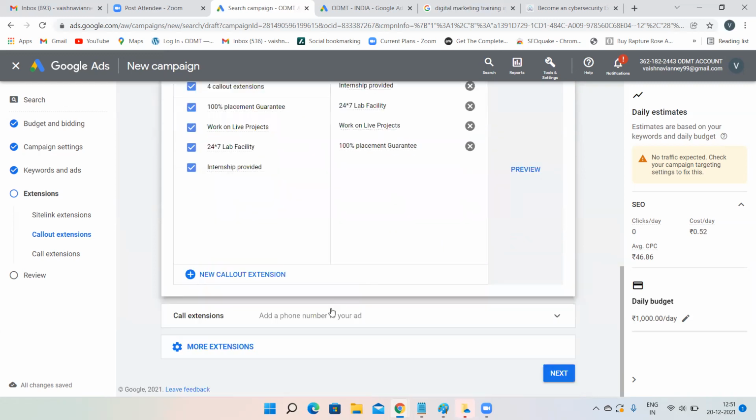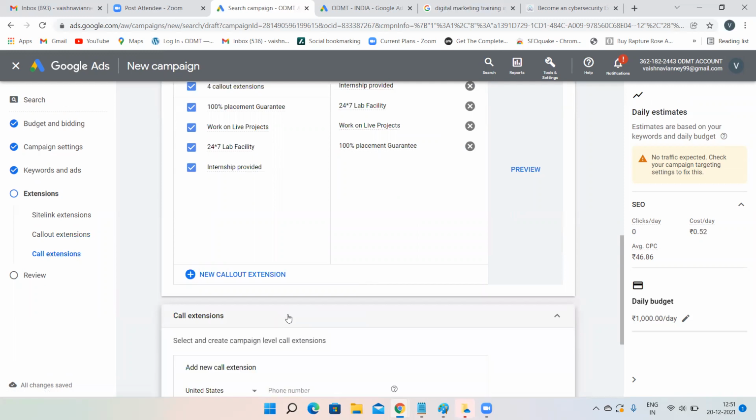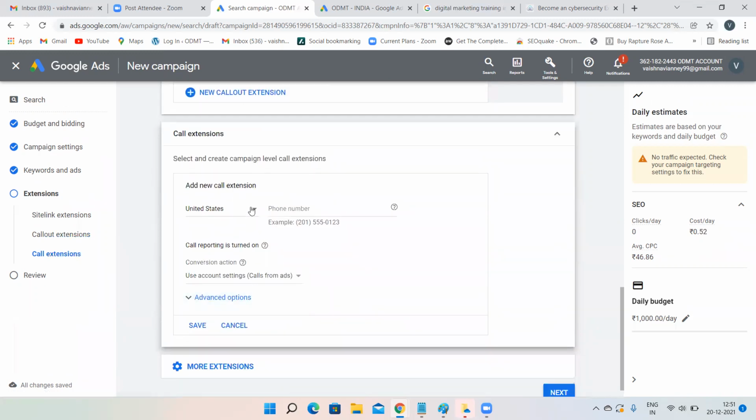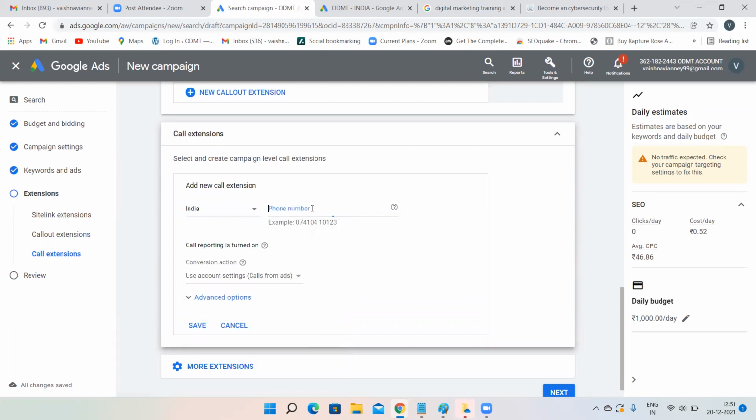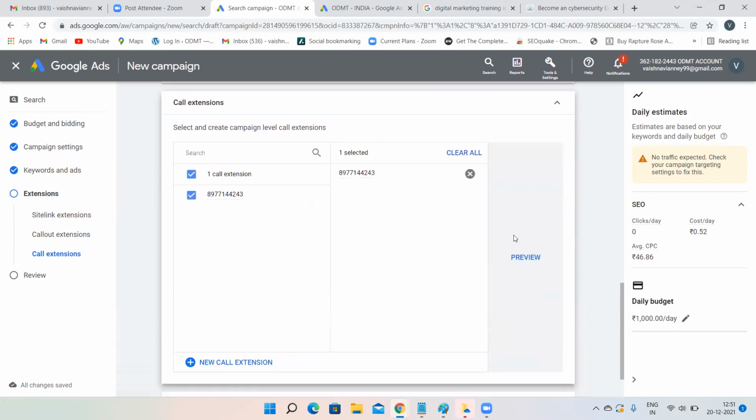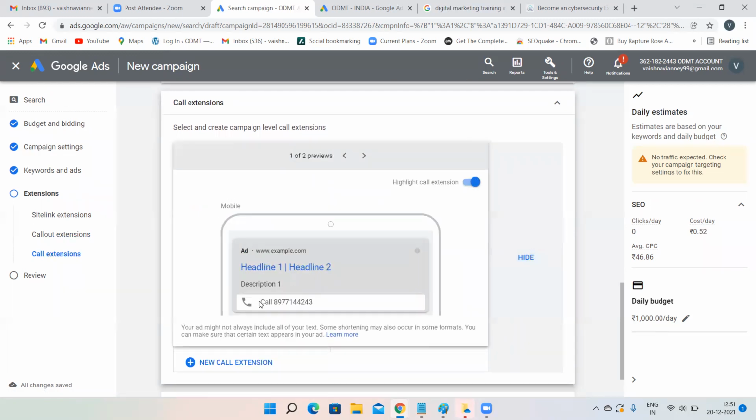Then coming to call extension. What is call extension? Simply add your mobile number. That's it. Other than that, nothing is there in call extension. So that when somebody sees your advertisement, they will directly call you. Save. Preview. See, my phone number is appearing.